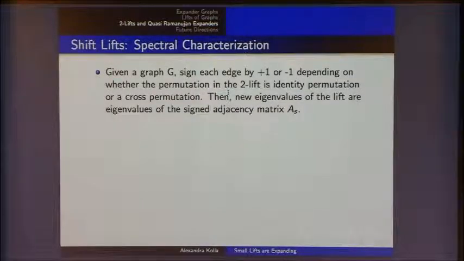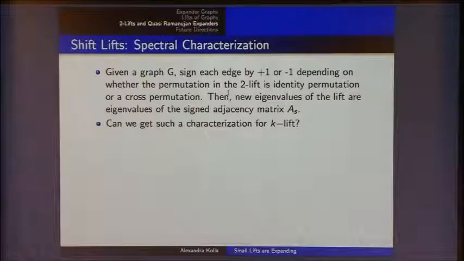And let me remind you what worked for us. Why were we able to argue about the eigenvalues of a 2-lift? It was because we knew what the eigenvalues were. We had to look at the adjacency matrix of the signing of the graph and bound its spectral norm, its spectral radius. Okay. Can we say the same thing for k-lifts? There is no such characterization, at least currently or previously.